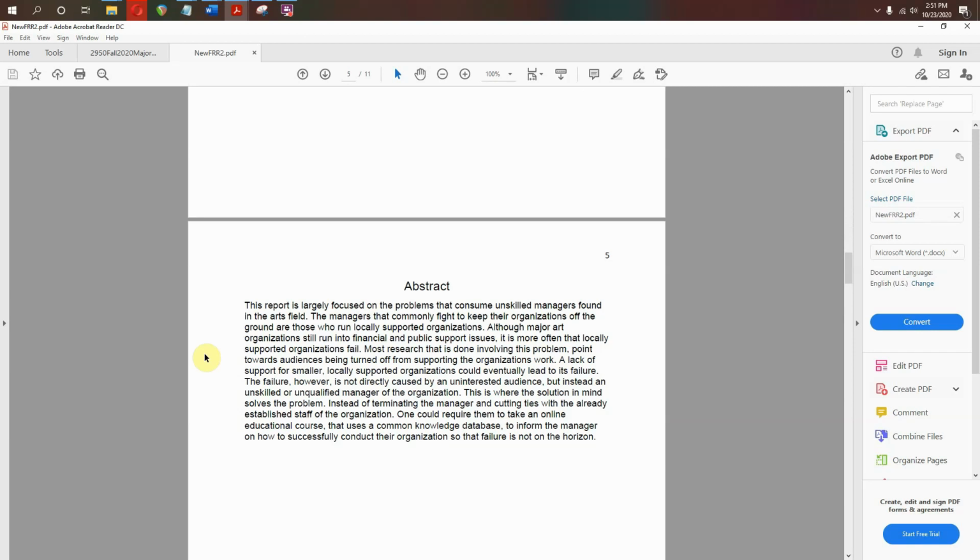"The failure, however, is not directly caused by an uninterested audience, but instead an unskilled or unqualified manager of the organization. This is where the solution in mind solves the problem, instead of terminating the manager and cutting ties with the already established staff of the organization." That's a sentence fragment. "One could require them to take an online educational course, for no real reason, that uses a common knowledge database to inform the manager on how to successfully conduct their organization so that failure is not on the horizon." We only got in right at the very last sentence of what their product actually was.